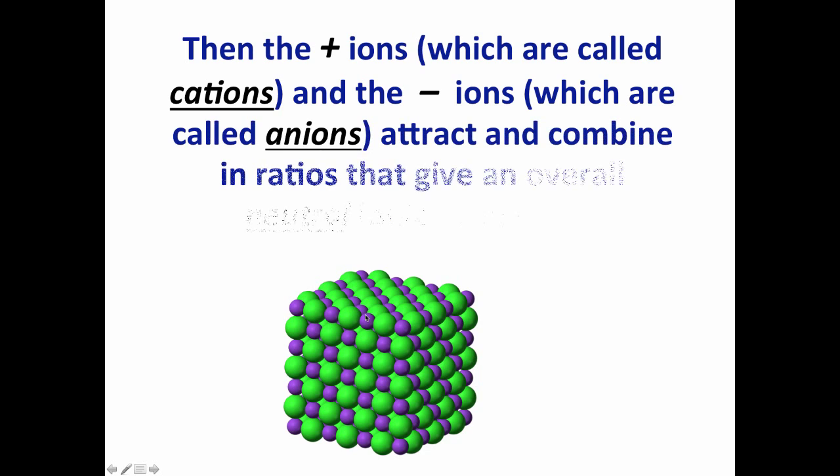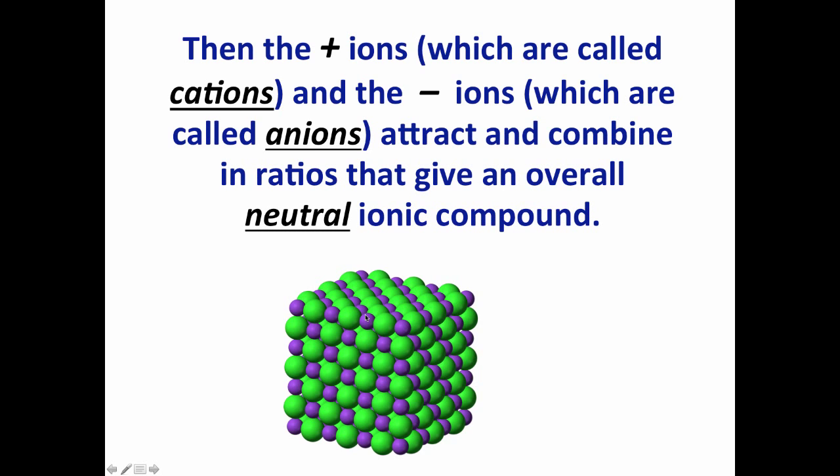Now, when that happens, when ions are formed, the positive ions happen to be called cations, and the negative ions, the name we use for those are anions. They attract each other and they combine in ratios that give an overall neutral compound, and we call the type of compound ionic because it's made up of ions.